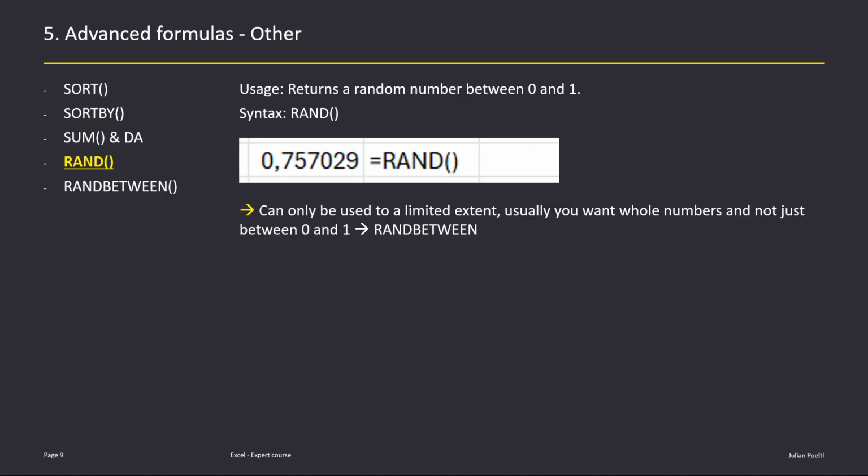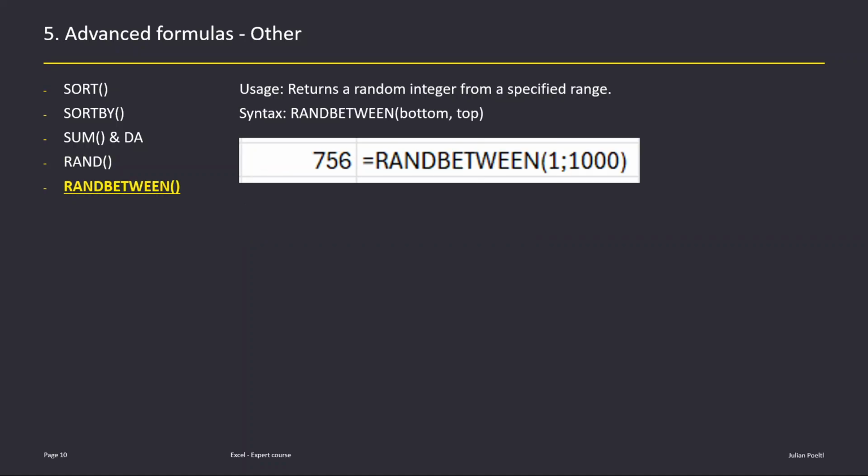Then there's also the RAND function. With the RAND function, you get a randomized number. It isn't true random, but computer random. You get a value between 0 and 1. So the use here is limited, but if you want whole numbers, then you should use RANDBETWEEN. There you can say, I want a whole number between this upper number and this lower number.